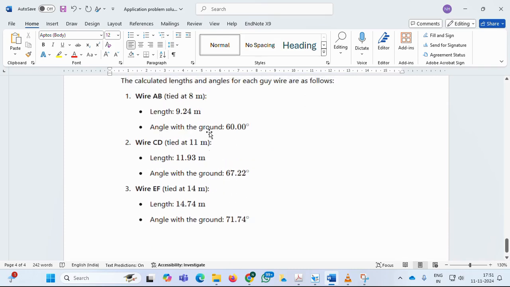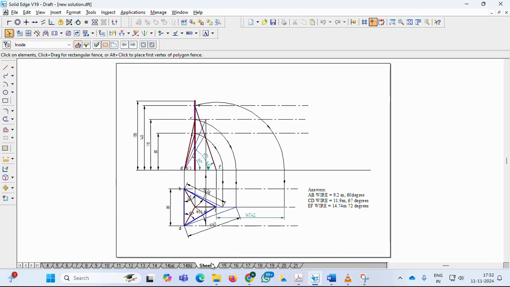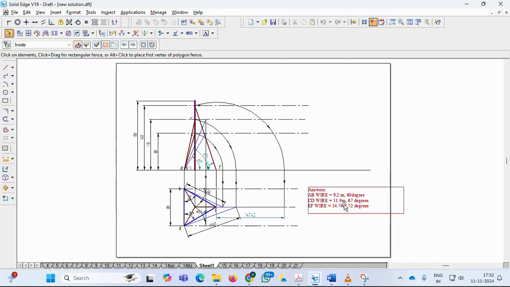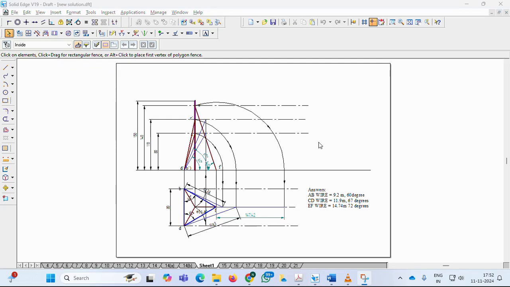So let's cross check these answers with the graphical solution. So 9.2 meters, angle 60 degree, 11.9 meters, angle 67 degree, correct. 14.74, angle 70 degree, correct. So the answer we got is closely matching with the analytical solution. So whatever we did is correct. So this is the solution for this problem.